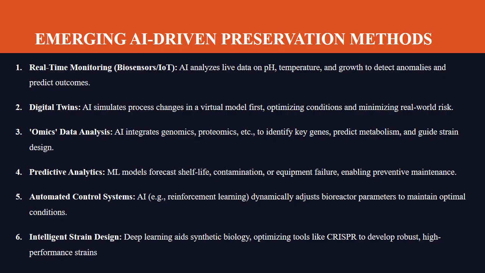The fourth one is predictive analytics. ML models forecast shelf life, contamination, or equipment failure, enabling preventive maintenance. Fifth is automated control systems. AI dynamically adjusts the bioreactor parameters to maintain optimal conditions. Sixth is intelligent strain design. Deep learning aids synthetic biology, optimizing tools like CRISPR to develop robust, high-performance strains.